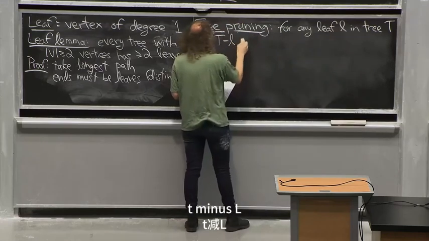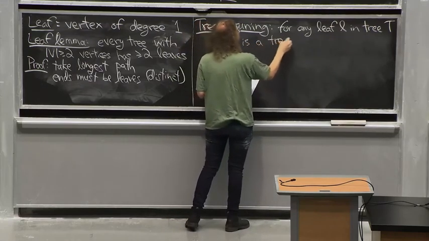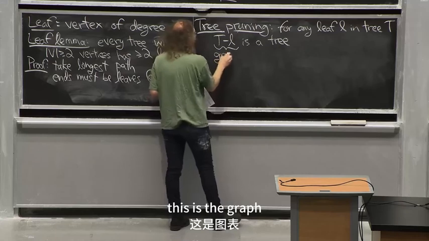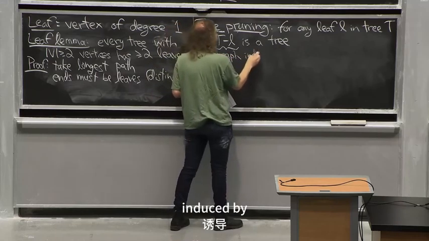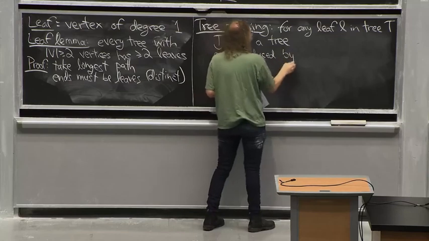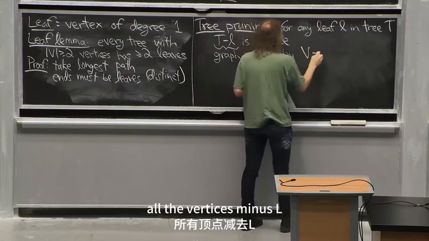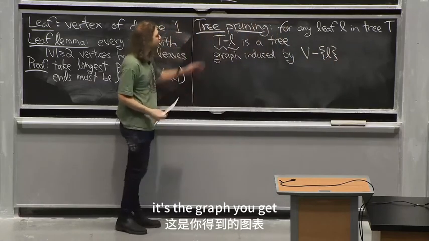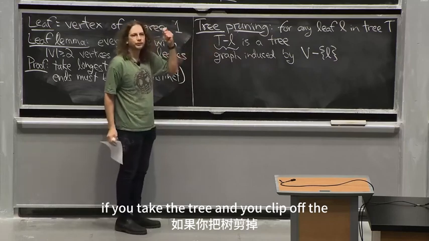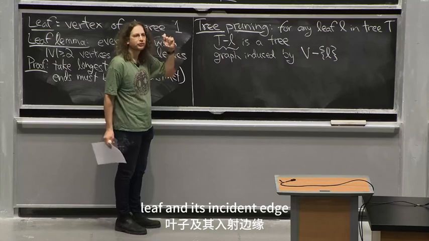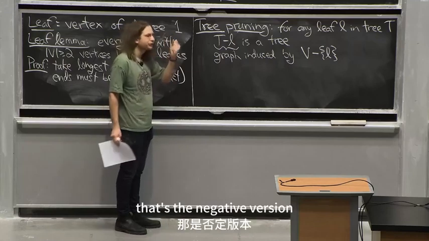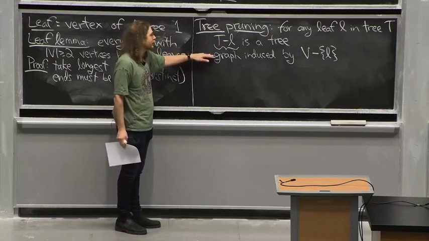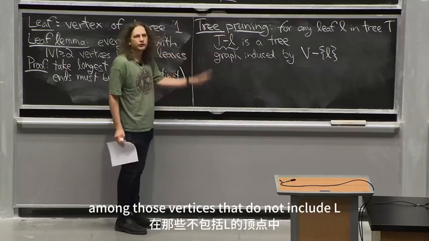T minus L is a tree. Okay, what is T minus L? This is the graph induced by all the vertices minus L. So in other words, it's the graph you get if you take the tree and you clip off the leaf and its incident edge. That's the negative version. The positive version is you say, I keep everything except L, and I take all the edges among those vertices that do not include L.